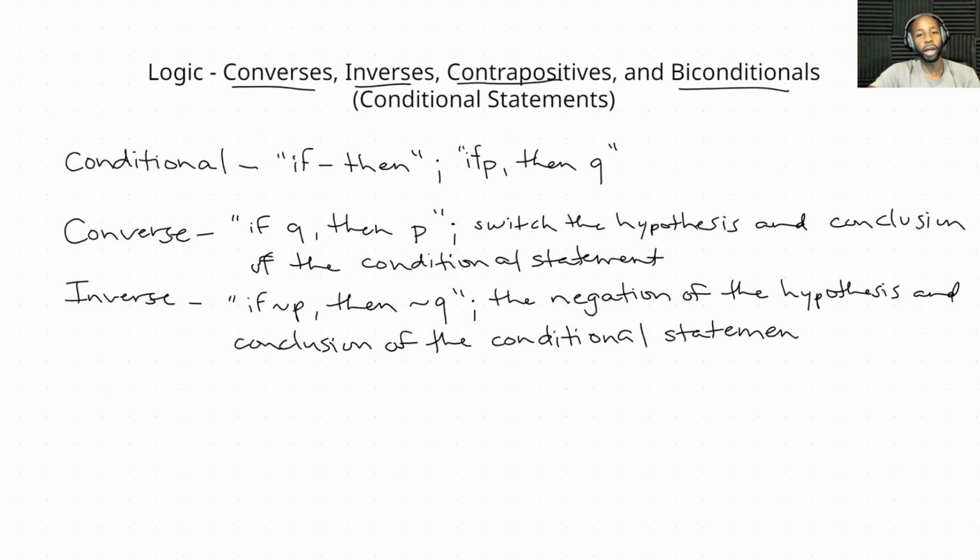So we talked about the converse, which is switching the hypothesis and the conclusion of the conditional statement. Instead of if P then Q, that is going to be if Q then P. Next, you have the inverse, which is if not P, then not Q. All the inverse is, is the negation of the hypothesis and the conclusion of the conditional statement.